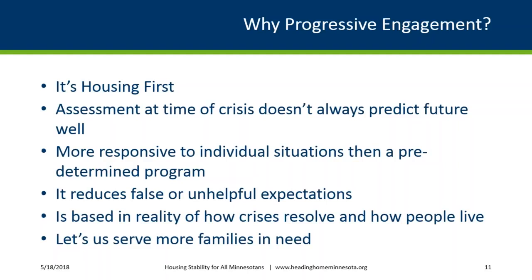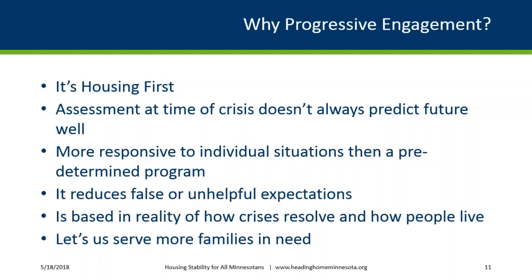Likewise, people can be really keeping it together when they're in crisis and not exposing some of the things that might be going on. And then when folks get into housing, other things may start to emerge. So progressive engagement acknowledges that just because something is currently true or was true in the past doesn't necessarily predict the future. That doesn't mean we ignore those things. We know, for example, that past episodes of homelessness can be predictive of future episodes of homelessness.